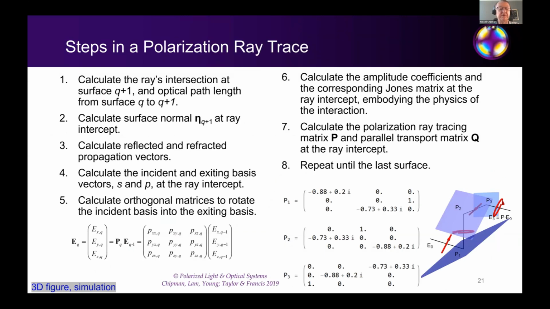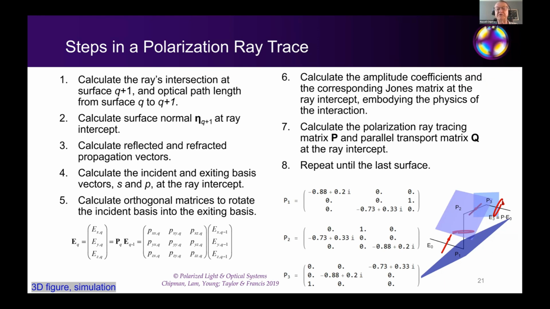In a polarization ray trace, we have to do this geometric ray trace and calculate all the ray intercepts and all the optical path lengths for each ray segment. Then we're going to calculate the surface normal at the ray intercept so we can calculate the reflected and refracted propagation vectors. And then we will calculate the S&P basis vectors for the in-plane and perpendicular plane of incidence polarization components. We have to get matrices to rotate our original light into this S&P coordinate basis, and then we calculate the amplitude coefficients for that particular interface.